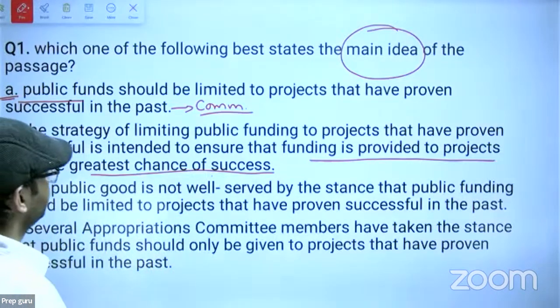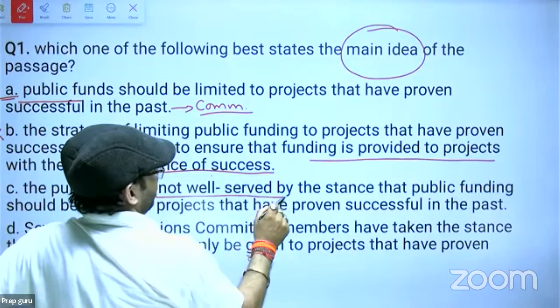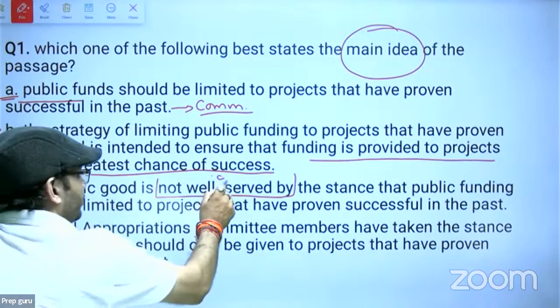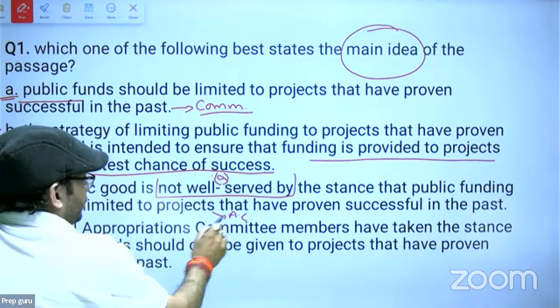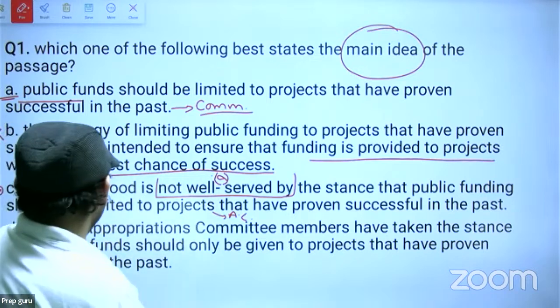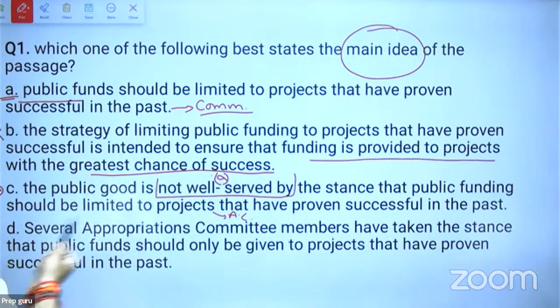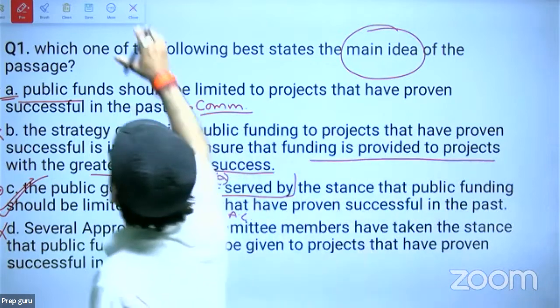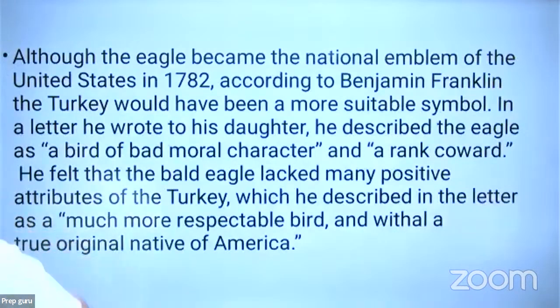C, the public good is not well served by the stance that public funding should be limited to projects that have proven successful in the past. Here I am getting the author's view and also the appropriation committee's, right? So I will make a point over it. Now, if I say option D, several appropriation committee members have taken the stance that public funds should only be given to projects that have proven successful in the past. This is again the other entity's view. So what will be the answer? C. Very good, Gauri, Twisha. The correct answer is C. Now, if you see the next question, next passage, let's have a look at the passage first.